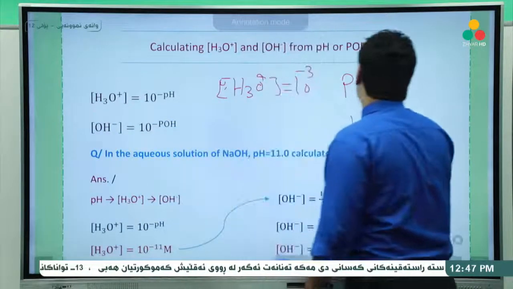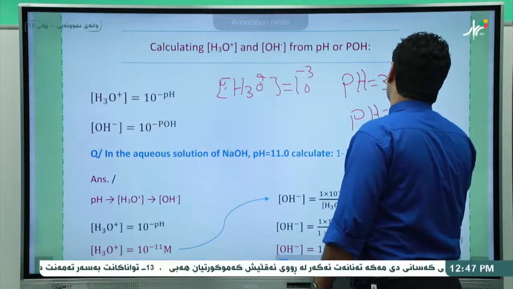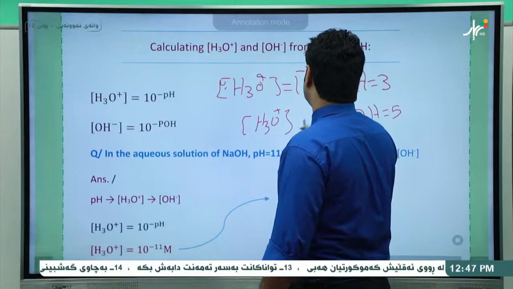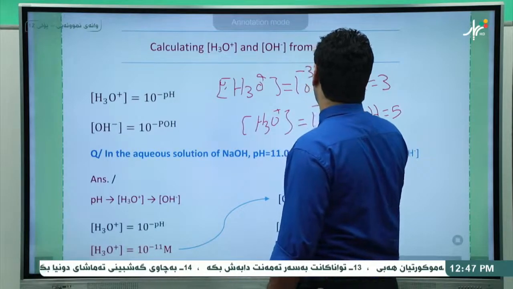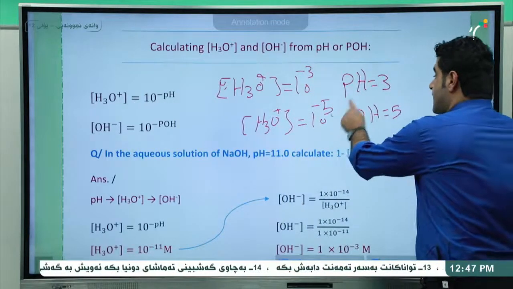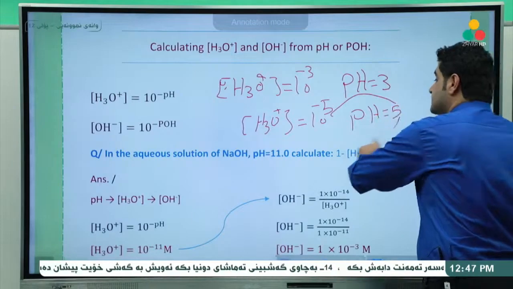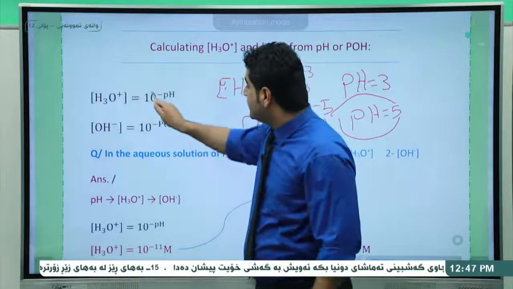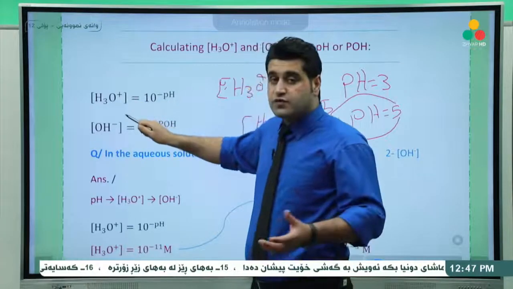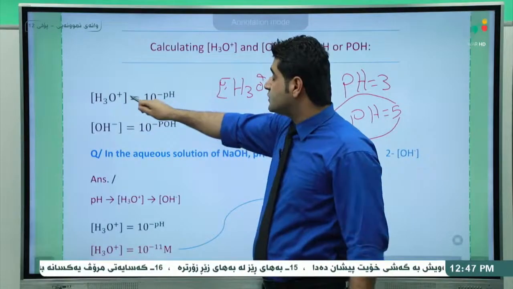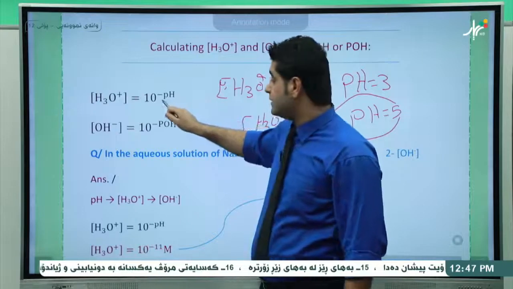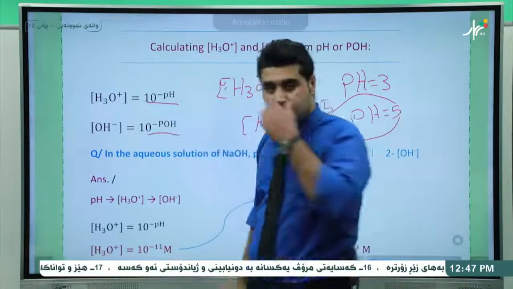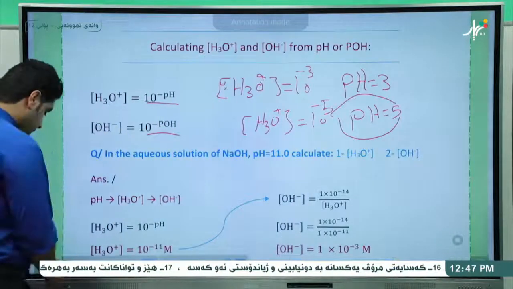So what will happen if pH is 5? Of course, H3O is equal to 10 to the negative 5. You see? Power to number, number to power. That's the relationship between them. So if we want to calculate the hydronium ion concentration from the value of pH, it will be 10 to the negative pH, and OH from pOH, it will be 10 to the negative pOH.